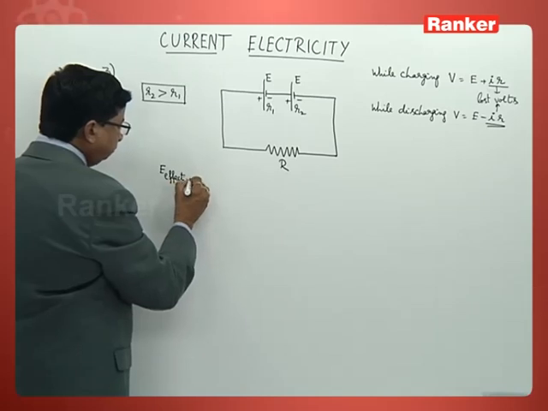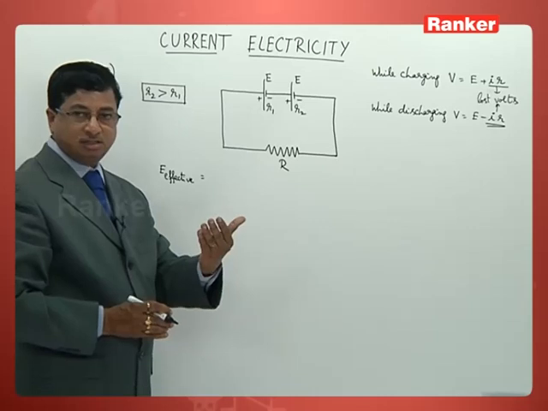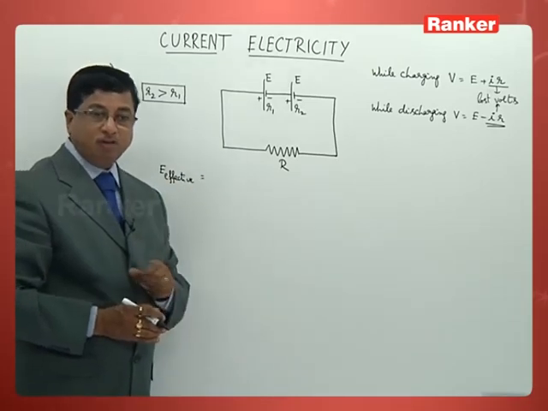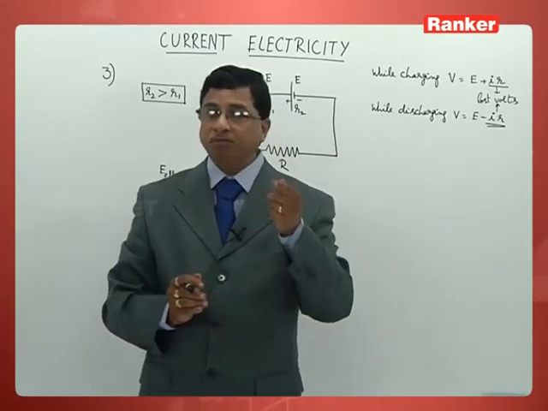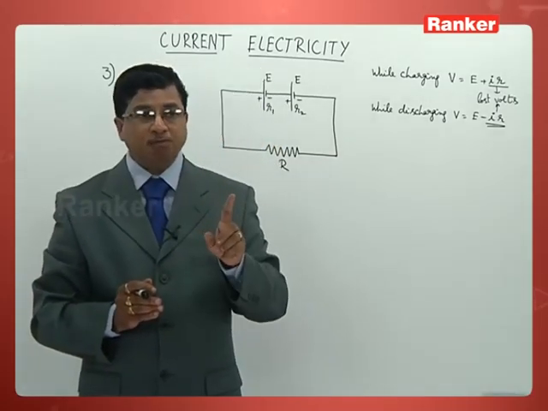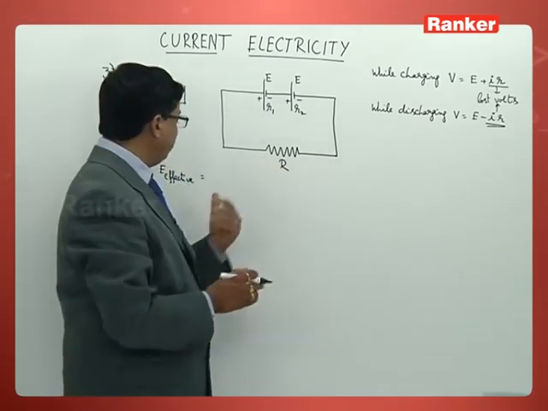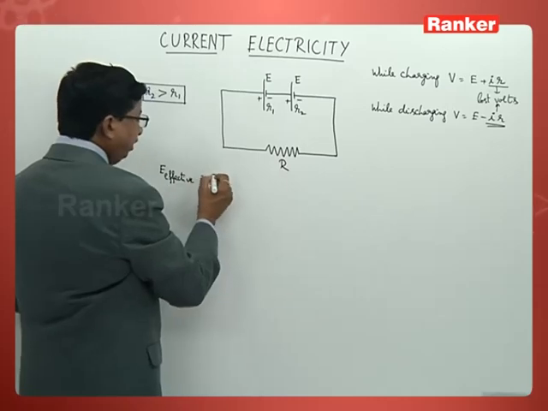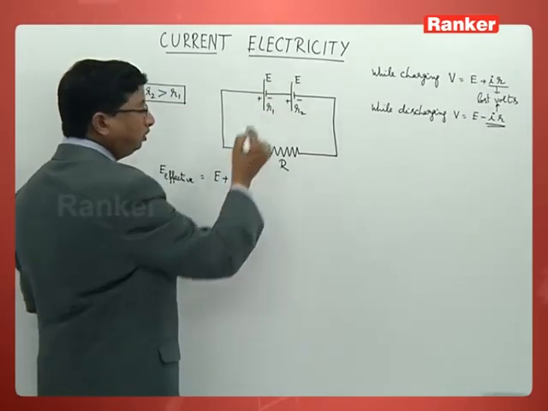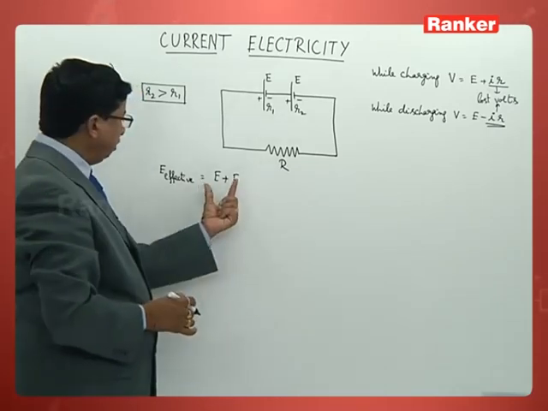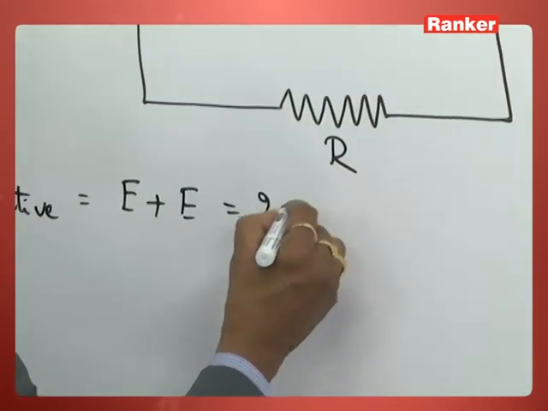Now first and foremost, looking at this, you tell me what would be the effective EMF of the system. For this, you need to recollect a basic equation. When cells are connected in series, EMF will be the sum of all their individual EMFs. So what should we write in this case? E effective is E plus E, because both are connected in series, EMFs are added up. So I can write this as 2E.